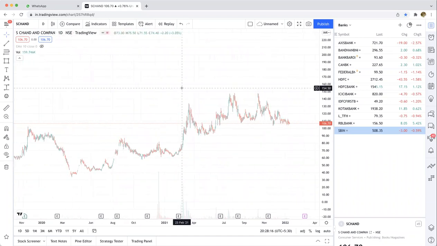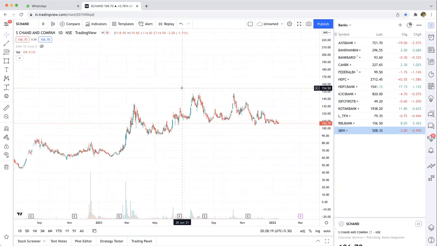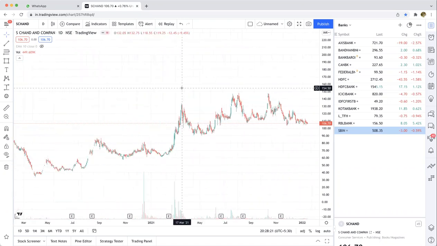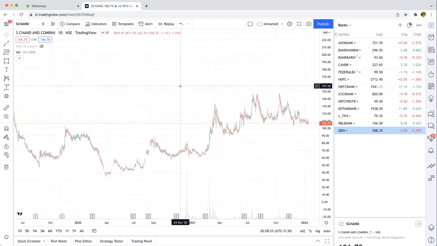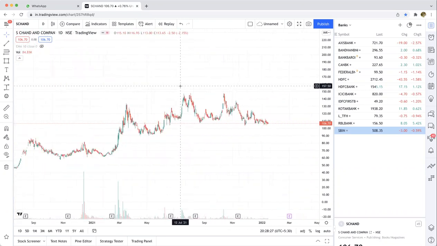In this chart, I have a plain price chart. I'll tell you how to identify the demand and supply zones. Some of the people ask me how to identify demand and supply zones. So let's do that in this chart.